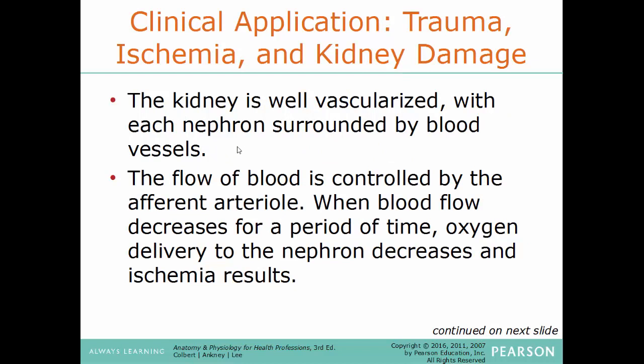Alright, now we'll talk about a clinical application, trauma, ischemia, and kidney damage. The kidney is going to be very well vascularized, and each nephron is surrounded by a network of blood vessels. Now the flow of blood is controlled by the afferent arteriole. When blood flow decreases for a period of time, oxygen delivery to the nephron will go down, and then you get ischemia as a result.